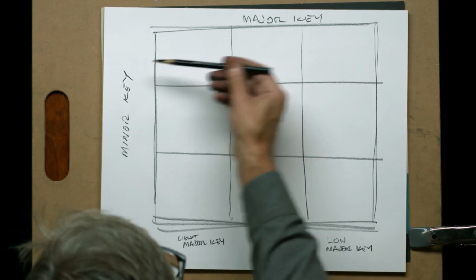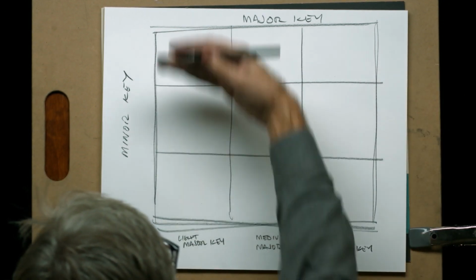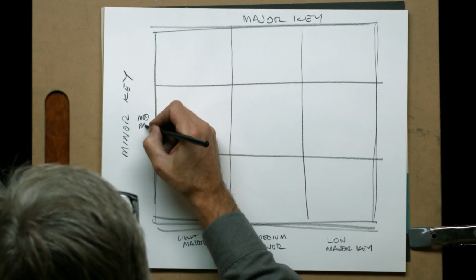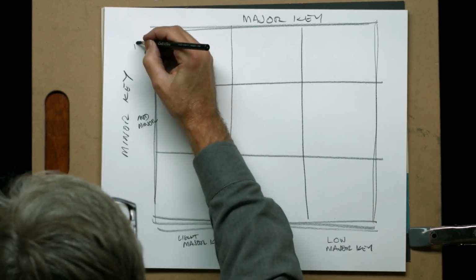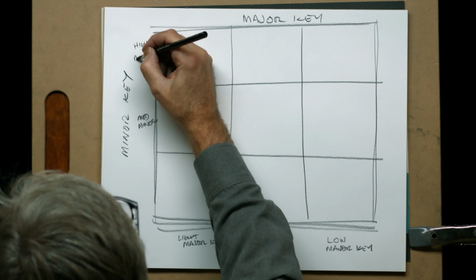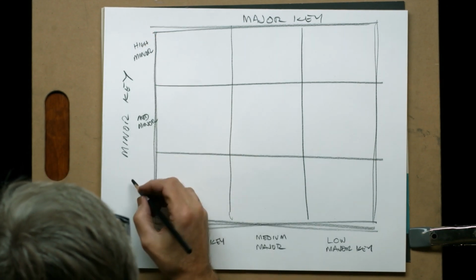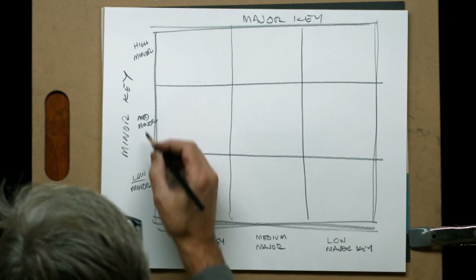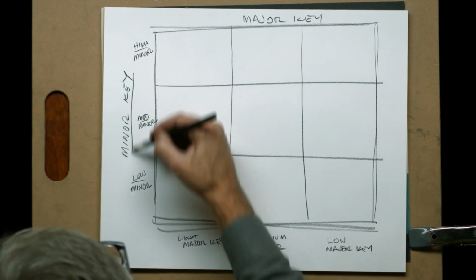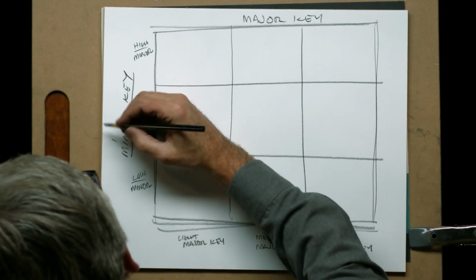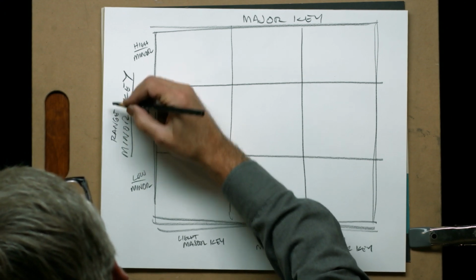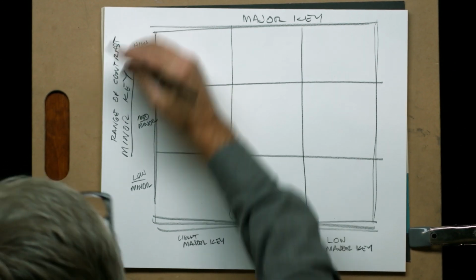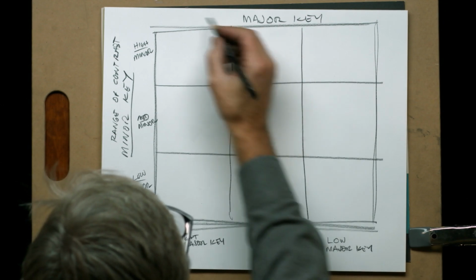Then what I want you to do, in the rows, you can either go top to bottom or whatever. I want this to be medium minor. You can have high minor. Right? And low minor. And remember, your minor key is your range of contrast. Okay? And this is proportion.